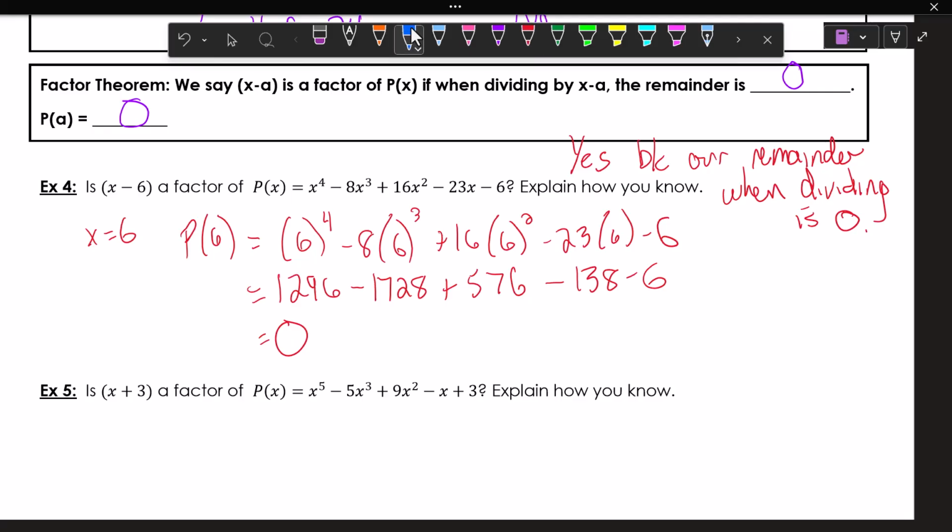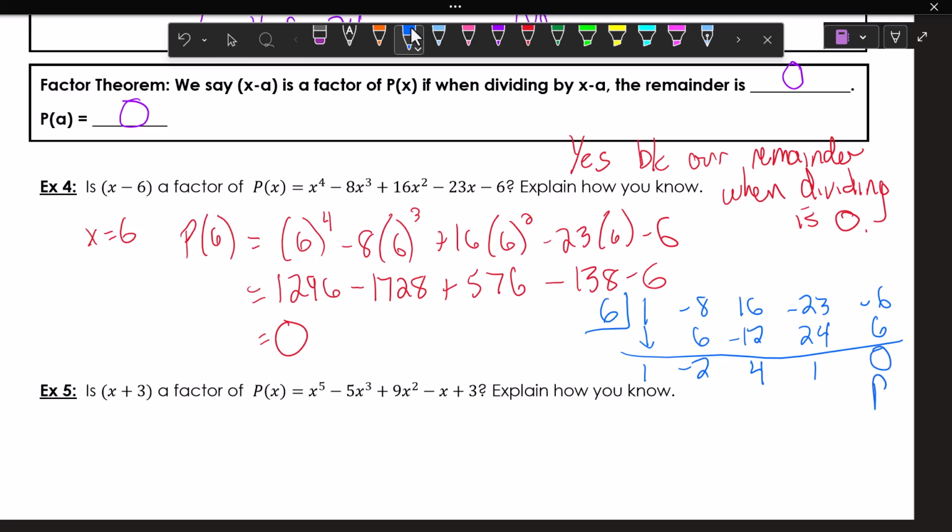See if we can set that up here. So 6, we got 1, -8, 16, -23, and -6. 1 goes down. 1 times 6 is 6. We add down again. -2 times 6 is -12. We add down again. 4 times 6 is 24. We add down again. And 1 times 6 is 6. We got a remainder of 0. It went in evenly. So it is a factor.